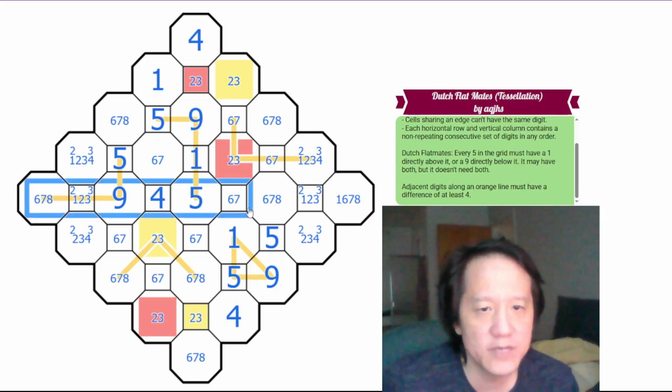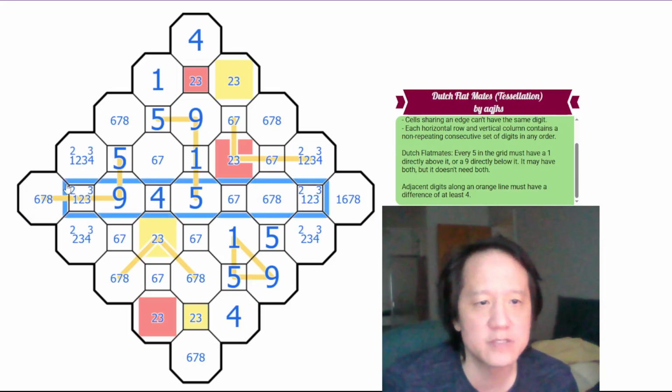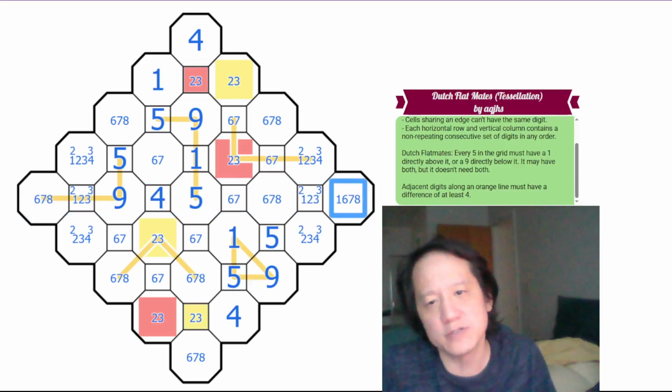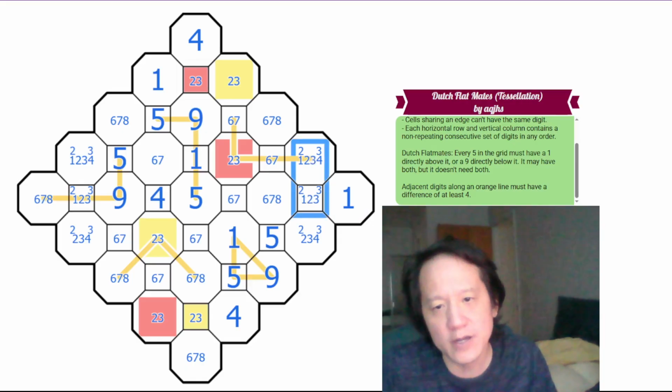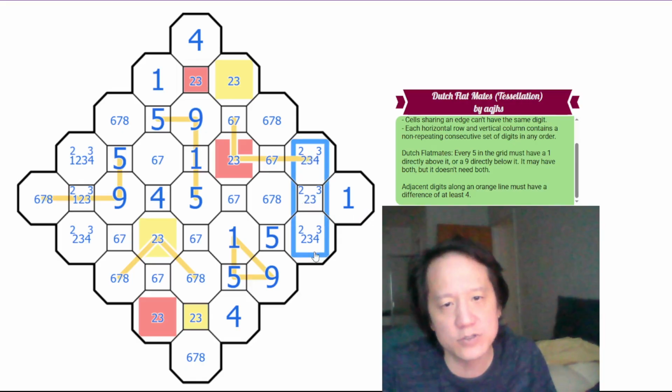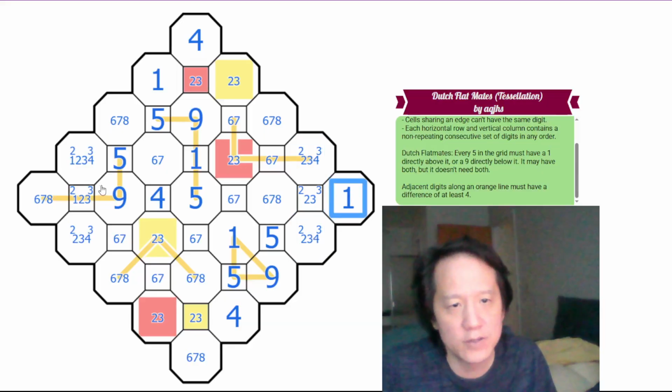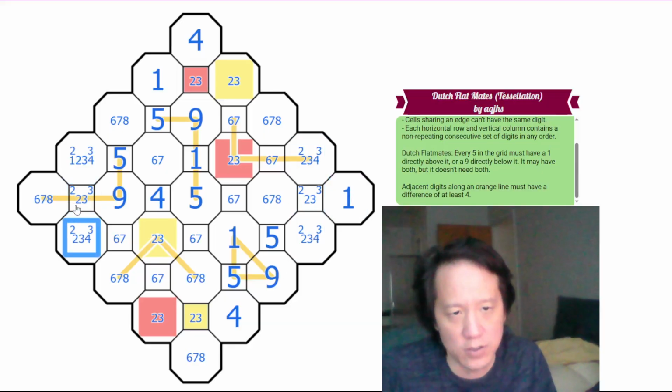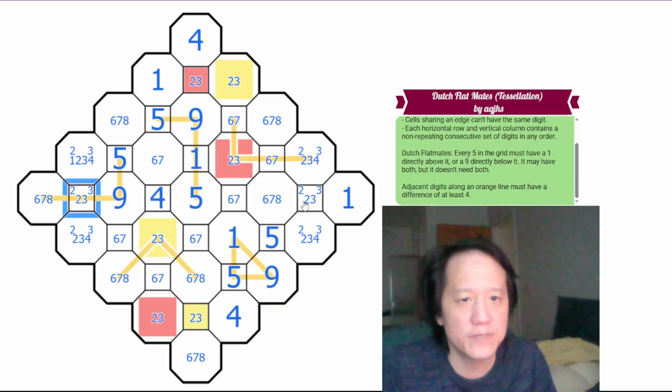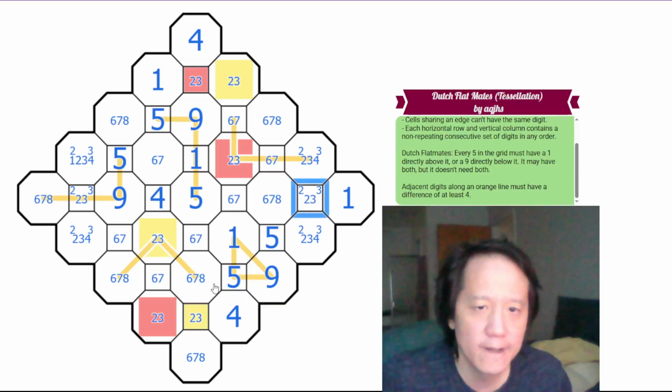We have a 6, 7, 8 triplet in row 5, which eliminates 6, 7, 8 in the rest of the rows. This can't be 6, 7, or 8. It's 1. That eliminates 1 as a possibility here, so this is 2, 3, and 4 here. This one also eliminates 1 here. So this is 2 or 3. This is 2 or 3.